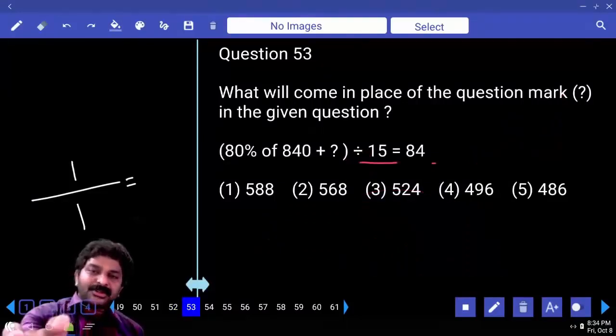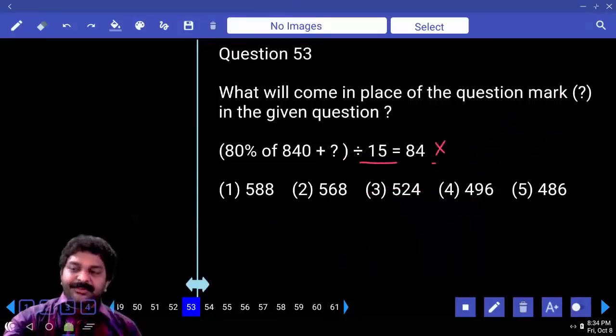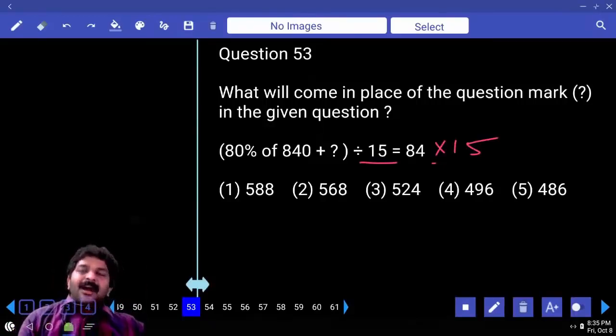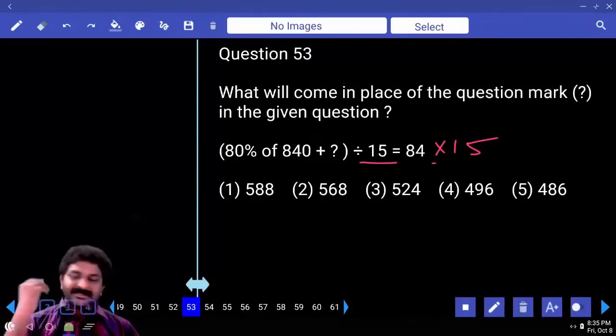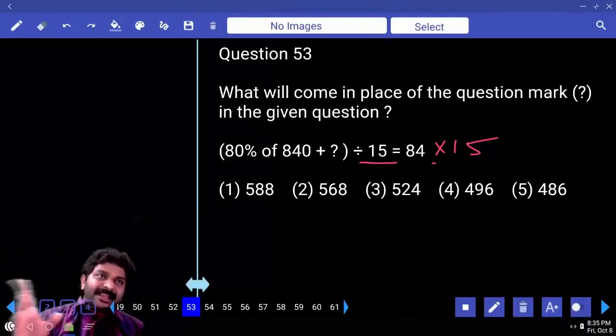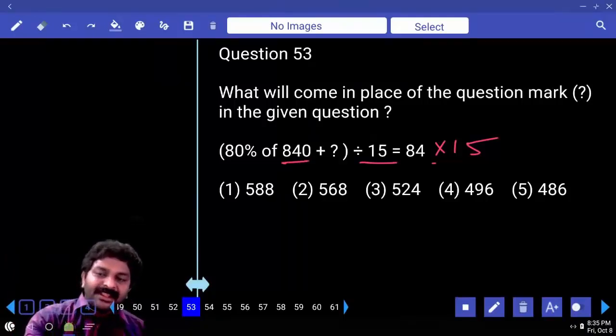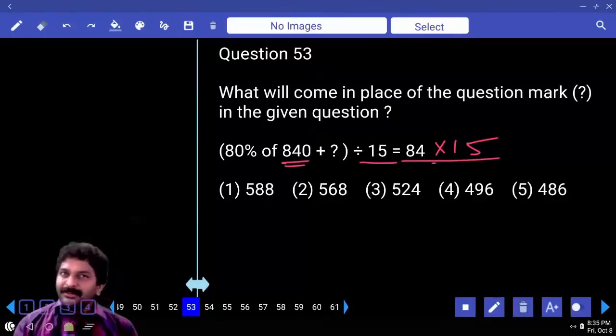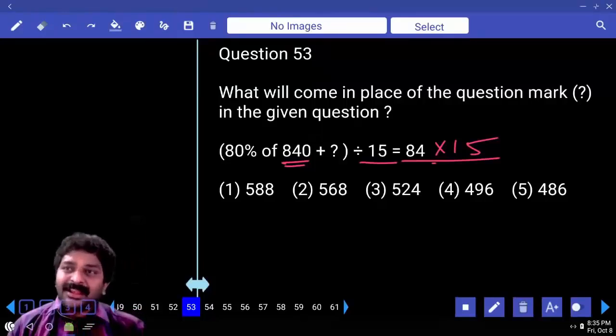Divided by 15 goes to the other side, then it becomes into 15 only. 84 15 times. How do we take? 10 times plus half of it only. 84 10 times. Half of it. Yes, wait a minute. 84 10 times plus 5 times we are taking. Left hand side already we have 840. When you multiply 84 with 15, that is 10 times and then half of it. Again there also 84 10 times, 840 we are getting.